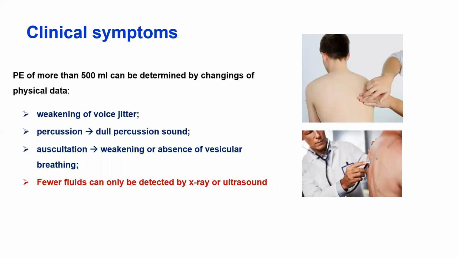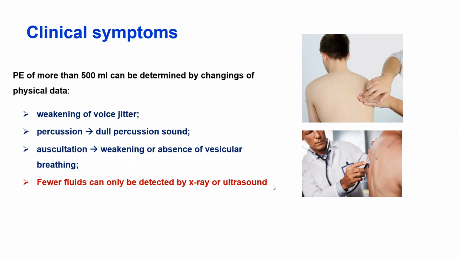In the clinical setting, we take into account the data obtained during objective examination and the below mentioned symptoms. First of all, we notice weakening of voice jitter. At percussion, we usually find a dull percussion sound. At auscultation, we can hear weakening or absence of vesicular breathing. Fewer fluids can only be detected by X-ray or ultrasound.